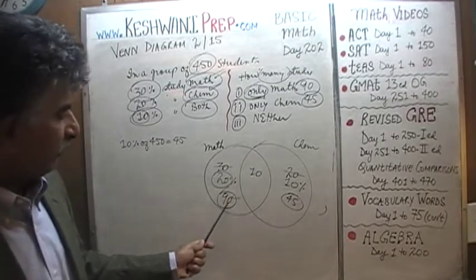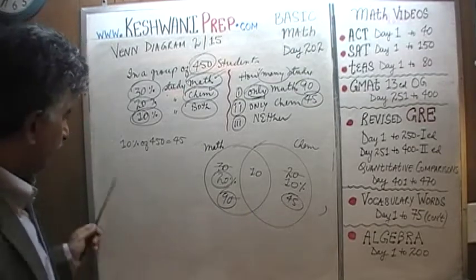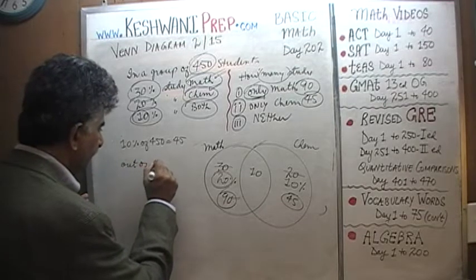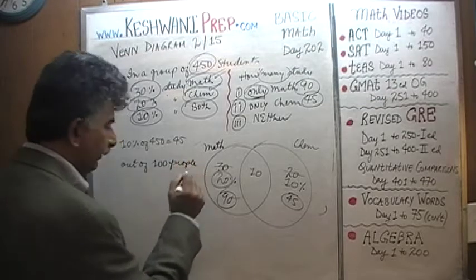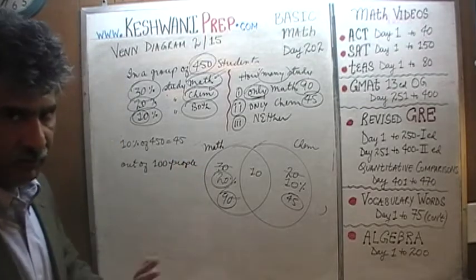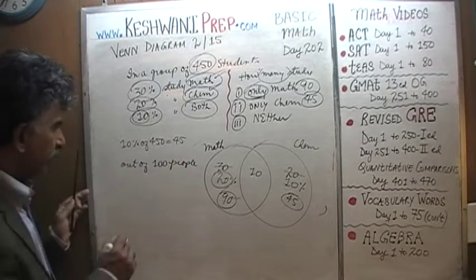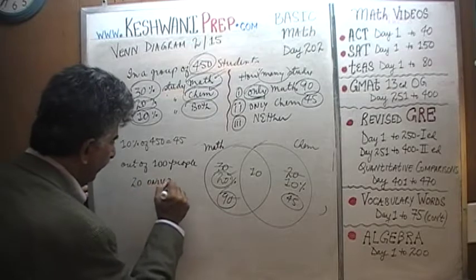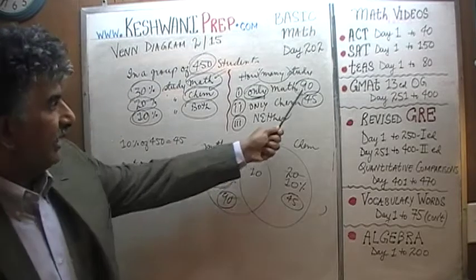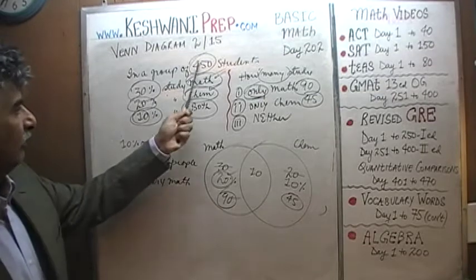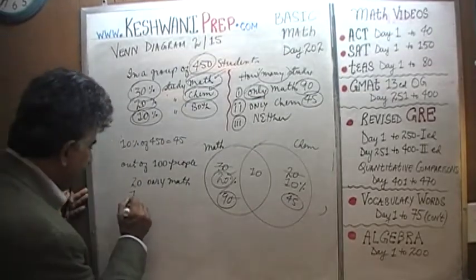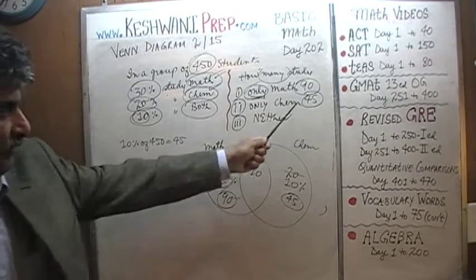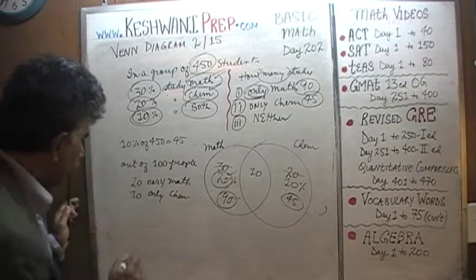We have to figure out 20% of 450. We have to figure out 10% of 450. But anyway, out of every 100 people, we have 20 who study only math, which is why we have 90 here. 20% of 450 is 90. We have a further 10 people who study only chemistry. 10% is 45. We also have 10 people who study both.